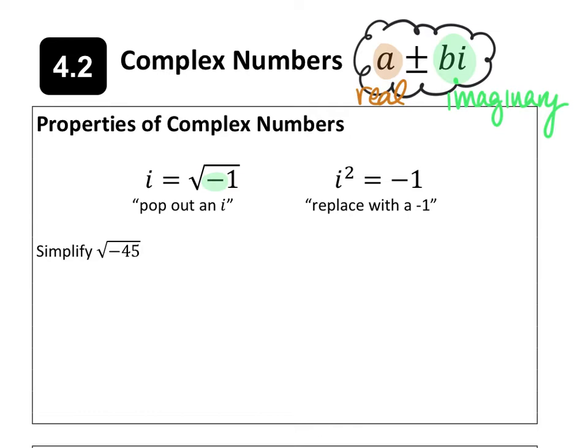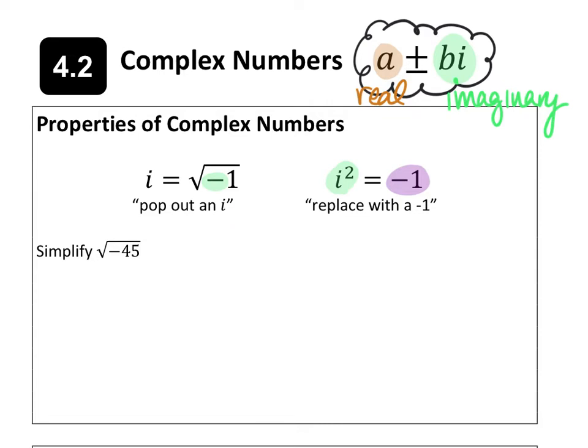Additionally, a property that will come in handy later is that if you are doing I squared, so I times I, all that's going to evaluate to is -1. So that's something for later. So you're just going to replace it with a -1. But most importantly right now, if you see that you have square root of a negative number, just the negative part, whoop, pops out as an I.